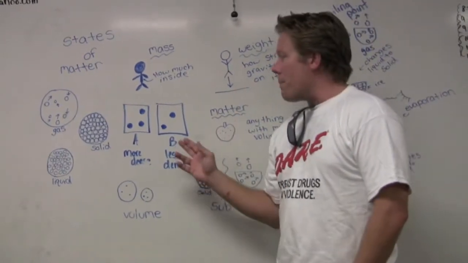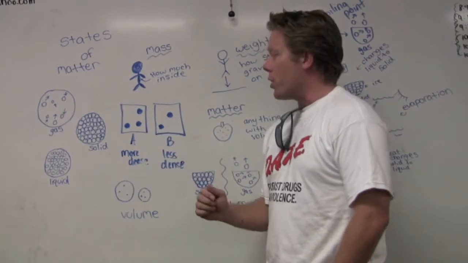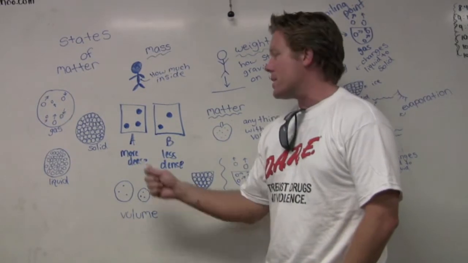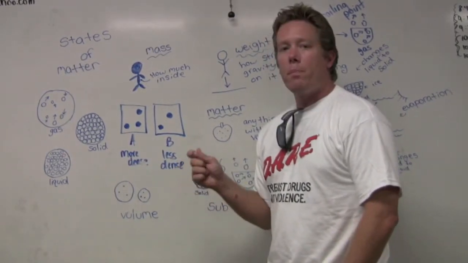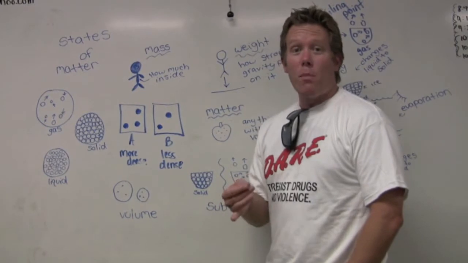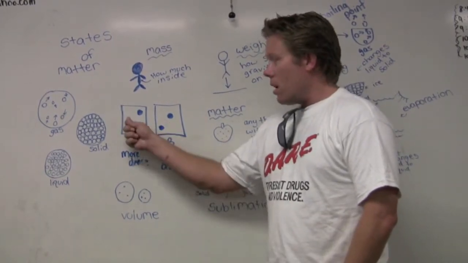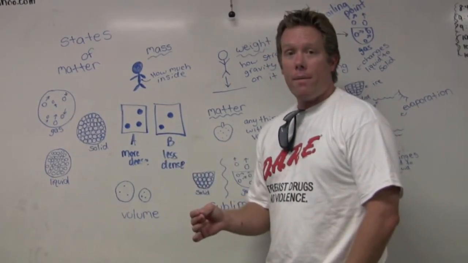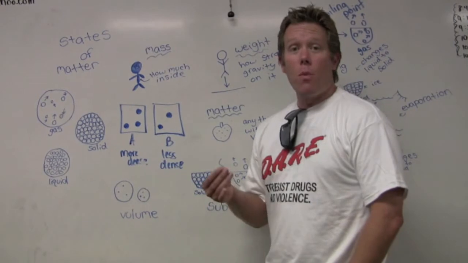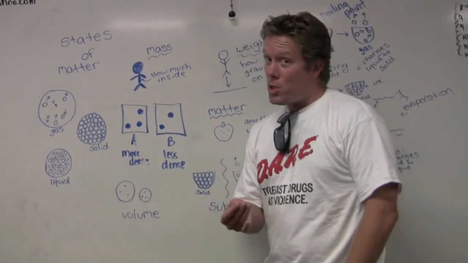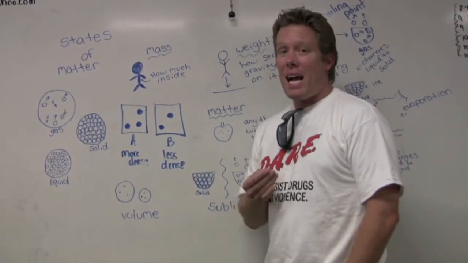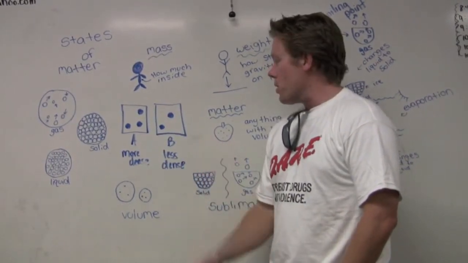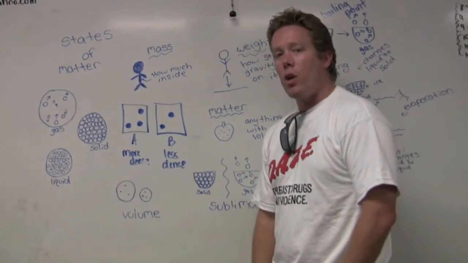Okay? Let's talk about mass in relation to volume. As you can see here, these squares, let's pretend that they're exactly the same size. Square A and square B. Which square has more mass? Square A has more mass because there's more stuff inside. Which square has more volume? Trick question. They both have the same exact volume because they're both taking up the exact same amount of space, right? So that's the difference between mass and volume.